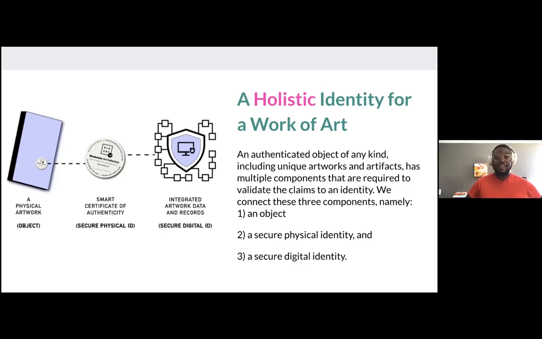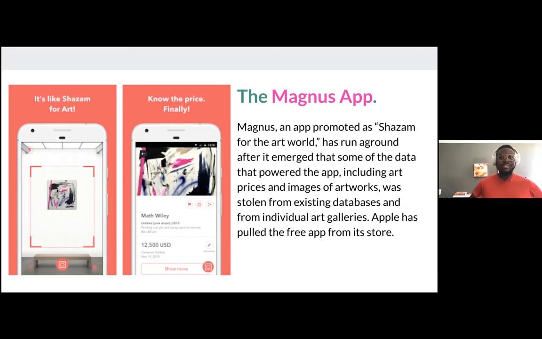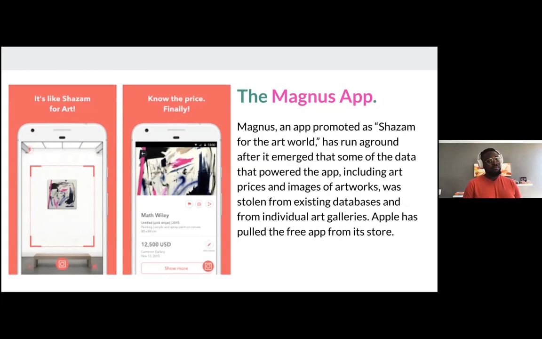But what if it could be much easier? I think it could be as simple as taking a picture without having to place an extra certificate or tag on the piece. Well, Magnus app achieved this in 2016 and was dubbed the Shazam for art. It's rumored that the app worked so well that questions started popping up about how it worked. And it emerged that some of the data that powered the app, including art prices and images of the art, were in fact stolen from existing databases and individual art galleries. It faced many challenges and was hence removed from the app stores. A sad story with a message in there about respecting copyright law.